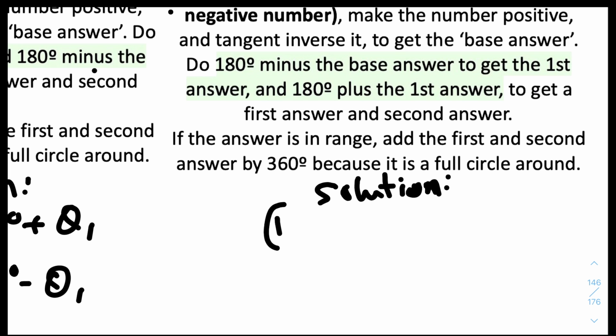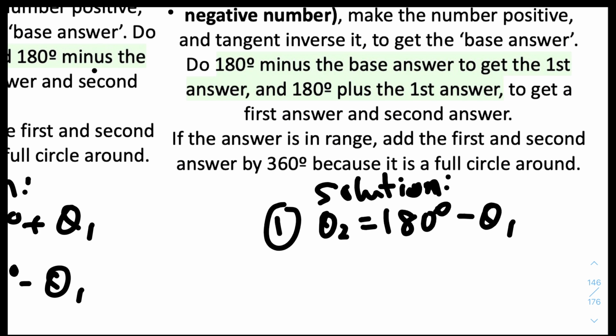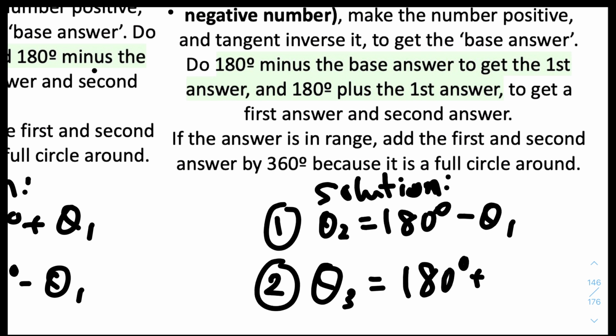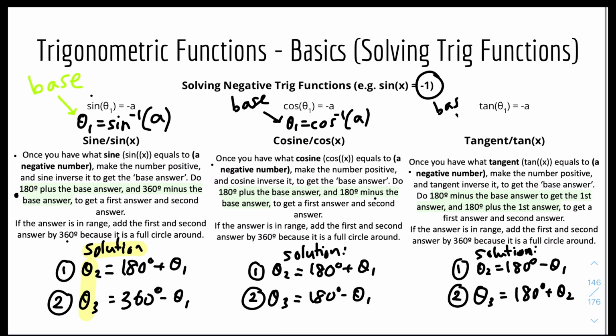Solution. The first, theta 2, equals 180 degrees minus the base answer, and the second answer, theta 3, will be equal to 180 plus the answer. So let me just highlight this, solution, and of this, like so. And I'll just highlight the base answer too. So base answer, so.